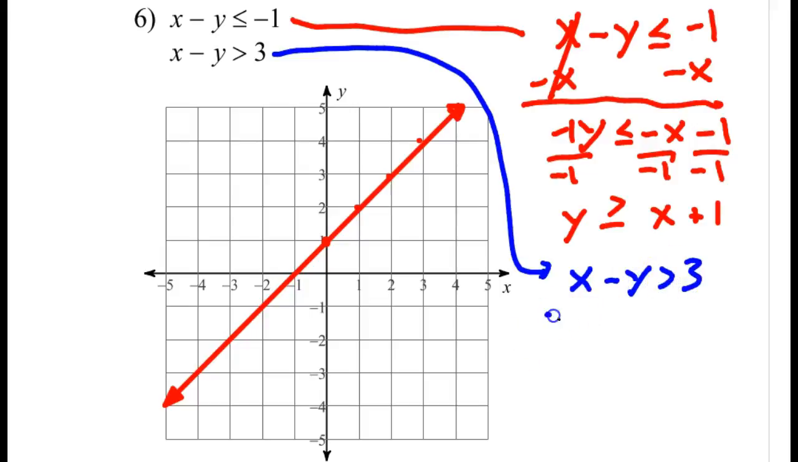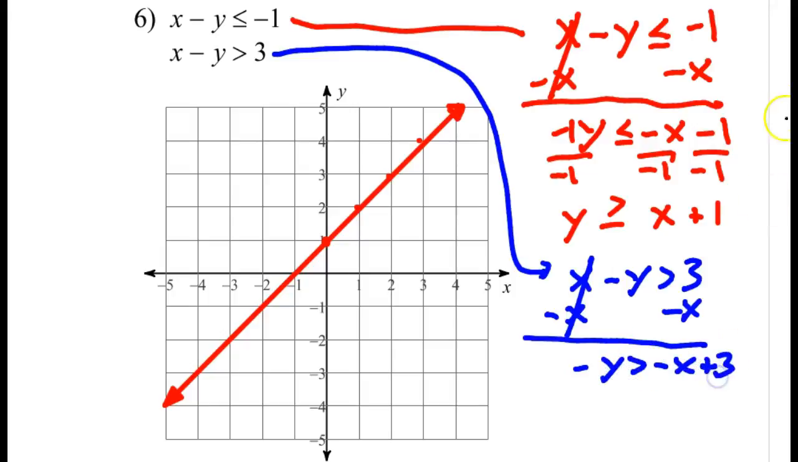There we go. Graph x. Negative y is greater than negative x plus 3. And once again, divide by -1 everywhere. So we get y is less than x minus 3. Once again, we have parallel lines. This time the dash.